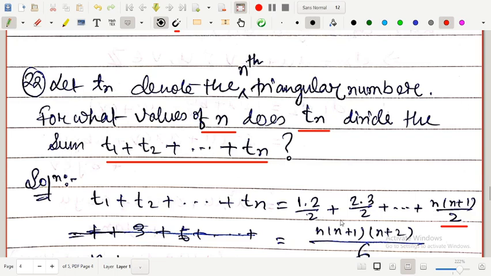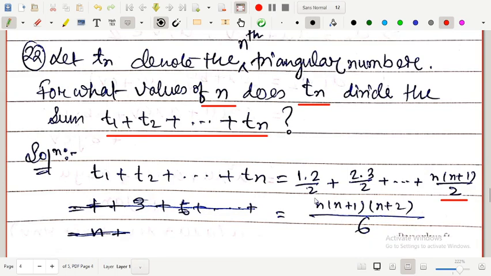Now what is this sum? If you take half common from this expression, what will you get? You will get half of 1 into 2 plus 2 into 3 plus 3 into 4 plus up to n into (n plus 1). And in our last example, we have evaluated this sum. It is n into (n plus 1) into (n plus 2) by 3. And here 1 half is coming, so in the denominator we are getting 6. Understood?